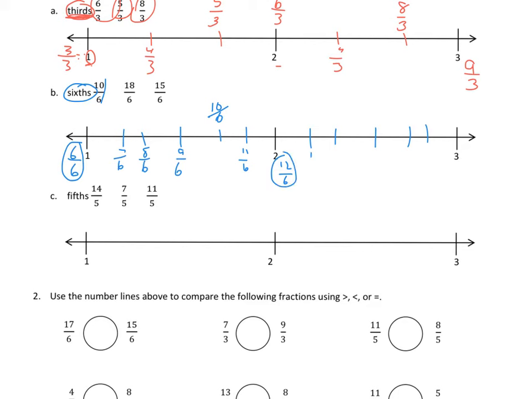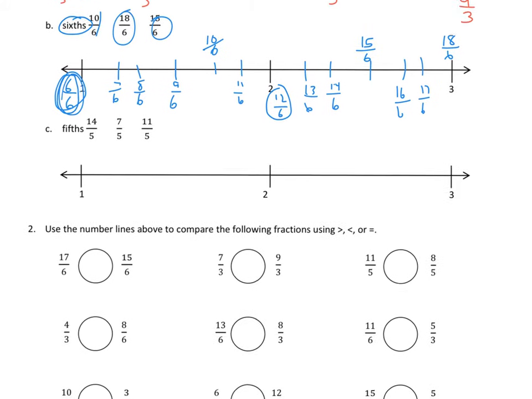Then I have 13 sixths, 14 sixths, 15 sixths is one of my numbers. I'll write it up above. 16 sixths, 17 sixths, and 18 sixths. And I know that that's a whole number because 6 can go into 18 3 times, but also it's because this 6 over 6 plus 6 over 6 plus 6 over 6 will get me 3 wholes of 18 over 6.